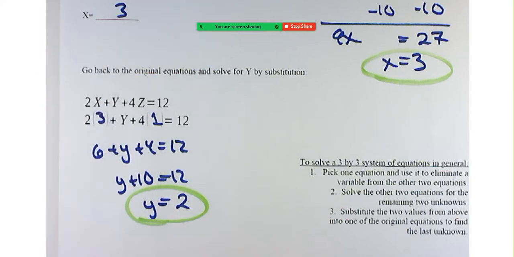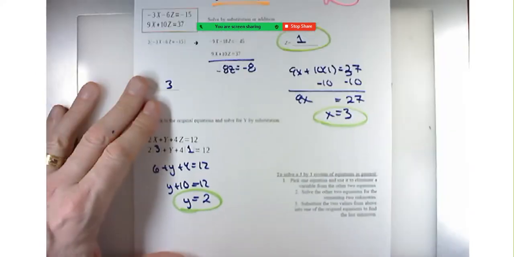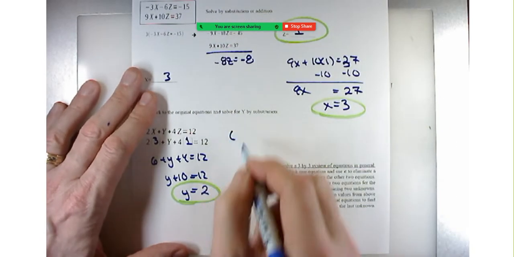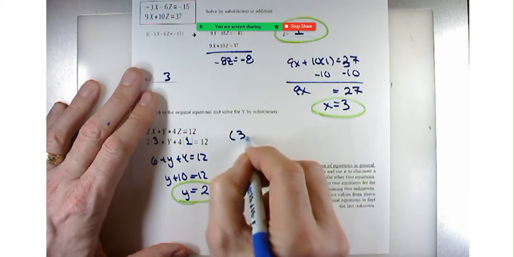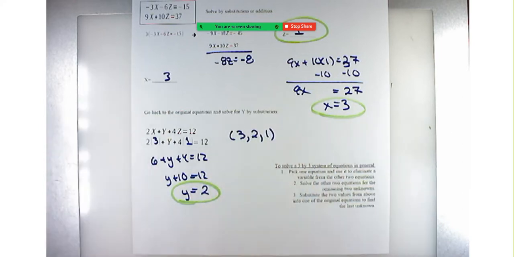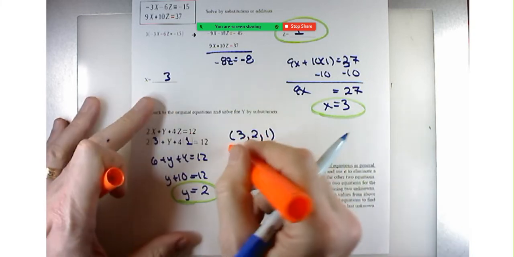Now on a test, you can get away with just circling all 3 parts of your solution. That's fine. On WebAssign, you're going to have to type it in as 3, 2, 1, like this, an ordered triple. So that's what they're going to expect.